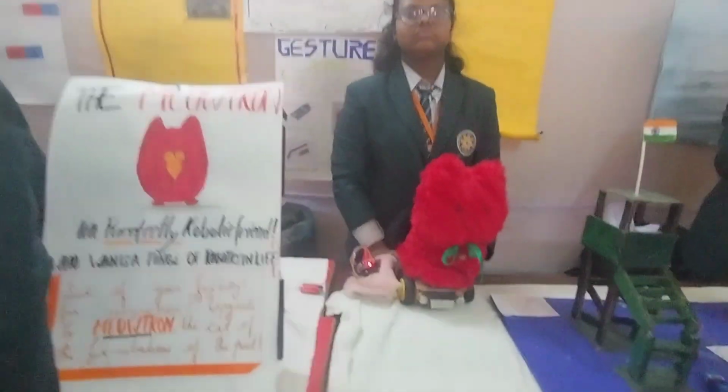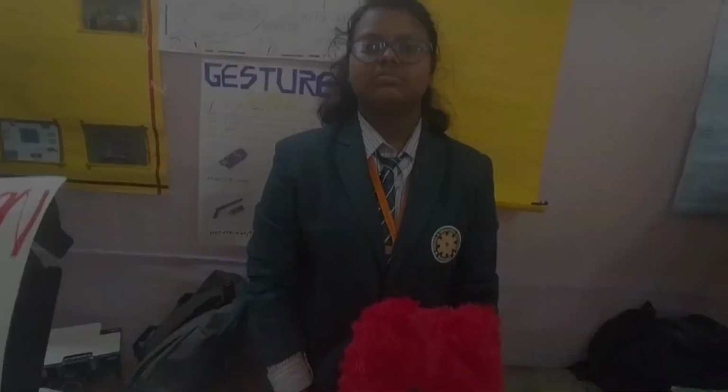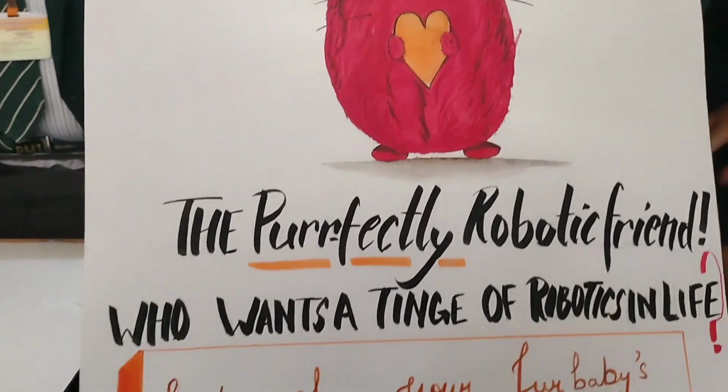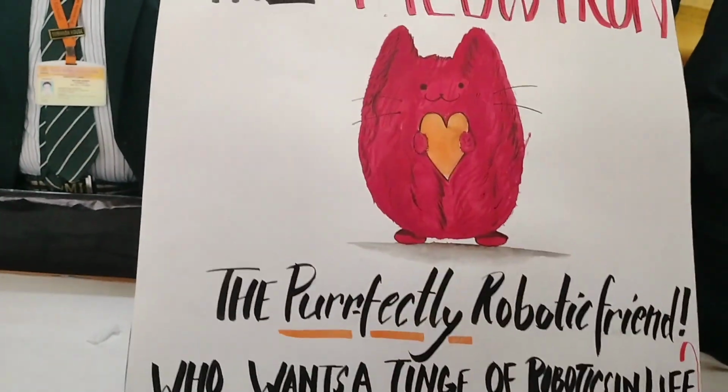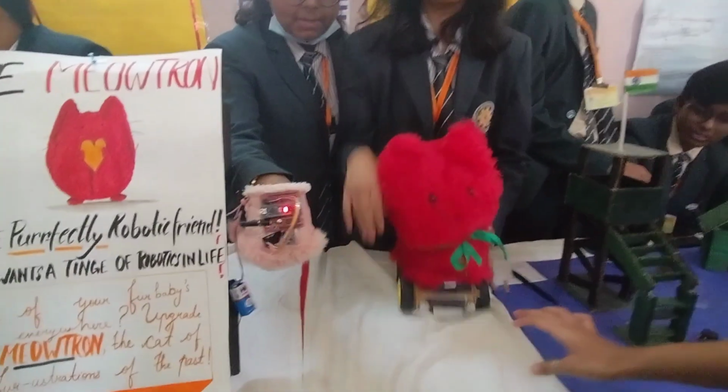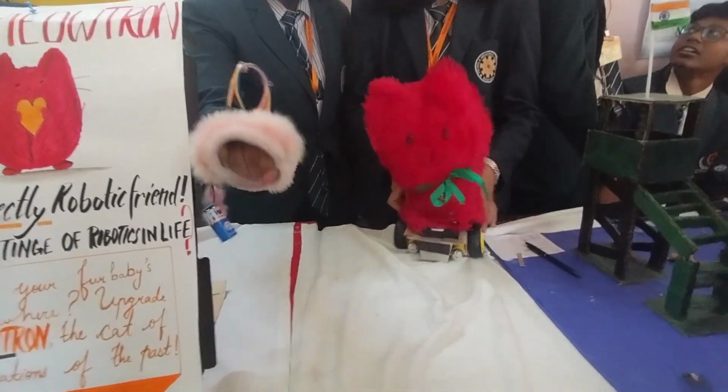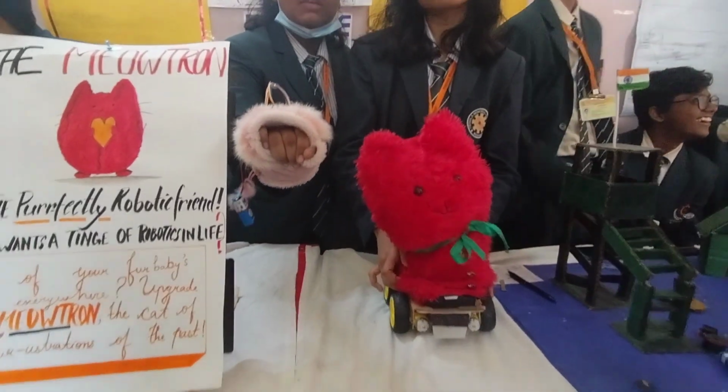This is a gesture controlled robot which is named Meowtron. It is controlled by your hand gestures, and the way you move your hand, in accordance with that, the robot is going to move. Here I am moving my hand backwards and forwards, and the robot is also going in the same direction. It can be used in a range of 800 meters, and you can control the robot from wherever you want.